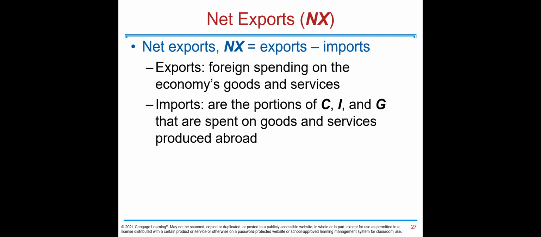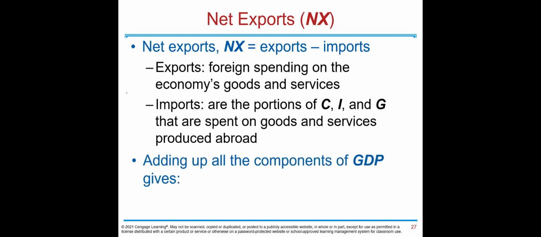Net exports are defined as exports minus imports. So let's define exports. Exports are foreign spending on the economy's goods and services. So an Apple phone bought by a European is called an export. Why? The company, Apple, is a domestic company selling a good to a foreigner. Imports are the portions of C, I and G that are spent on goods and services produced abroad. So imports can be French wine. It's produced in France and then bought by a domestic buyer, which is called an import. And net exports is the difference, exports minus imports.